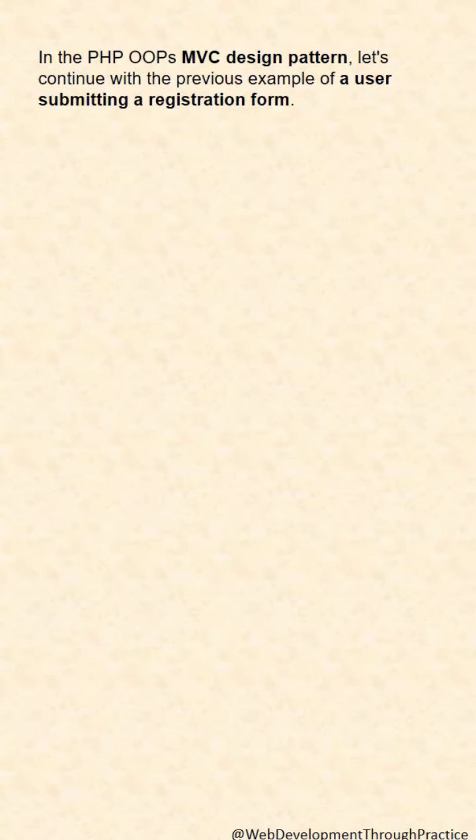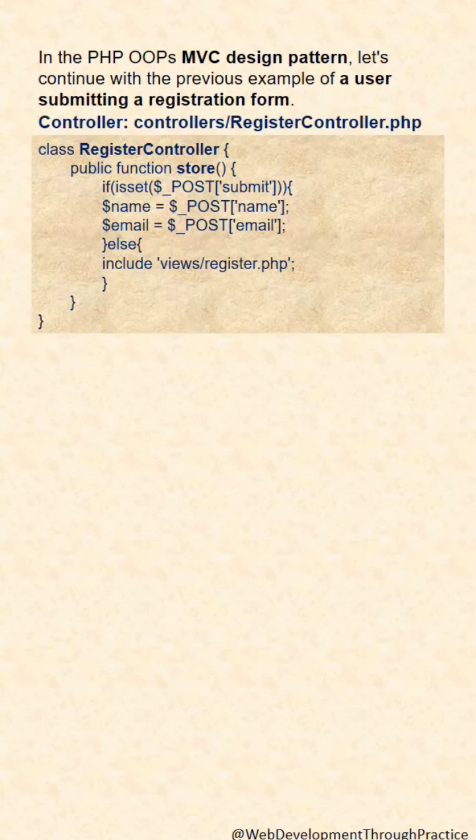In the PHP OOPS MVC design pattern, let's continue with the previous example of a user submitting a registration form. First, we create a controller called register controller, where we define a store function to handle HTTP requests. This function checks if the input data is received via a POST request. If not, it will display the registration form to the user. If the data is received, we store the input data, such as the user's name and email, in variables.